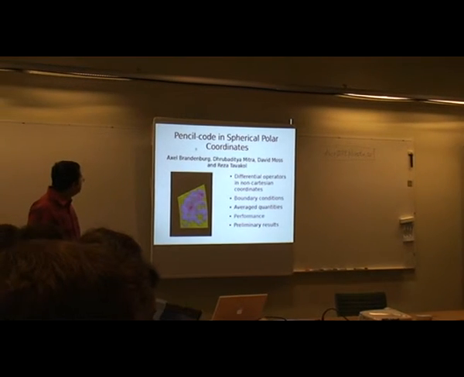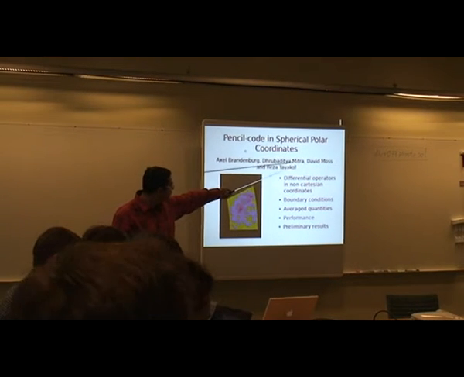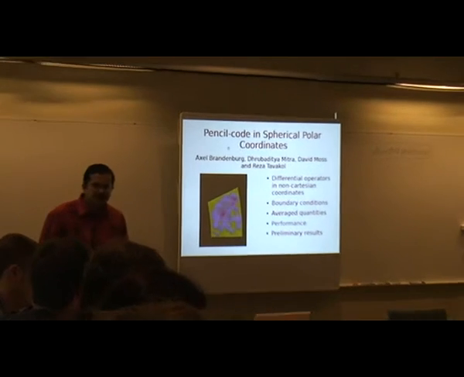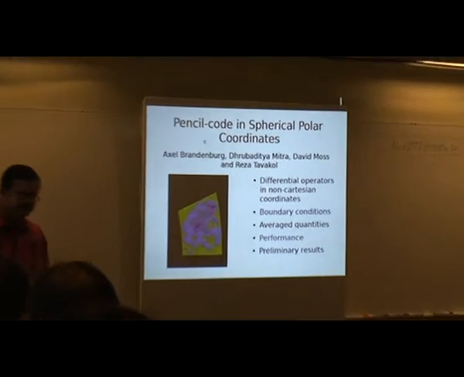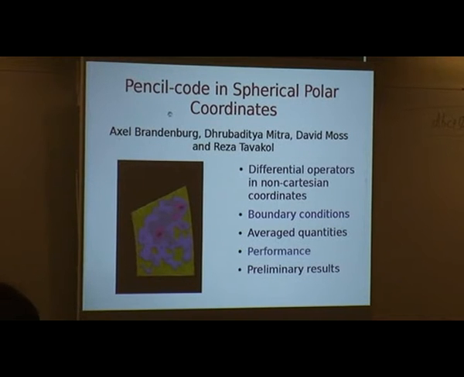Okay, so this is something I've done with Axel, and some project is going on with David Moss in Manchester and Reza in London. The idea is to use Pencil Code for simulation in spherical polar coordinate system. And the way it is done, it can be adapted to any non-Cartesian coordinate system also. If it is orthogonal, then it will be very straightforward. For non-orthogonal systems, I am not very sure how to do it yet.